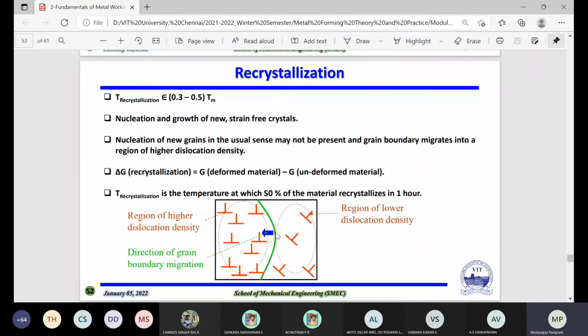Then the next one we have is the recrystallization. The recrystallization temperature is almost 0.3 to 0.5 times the melting temperature, and you are getting the nucleation and growth of new strain-free crystals. That means your grains are nucleating there. It is generating again, and there are small grains like the ones I showed you. And then again it goes towards the growth side. Initially it was very small, but later it developed and grew, right? The nucleation of new grains in the usual sense may not be present, and the grain boundary migrates onto a region of higher dislocation density.